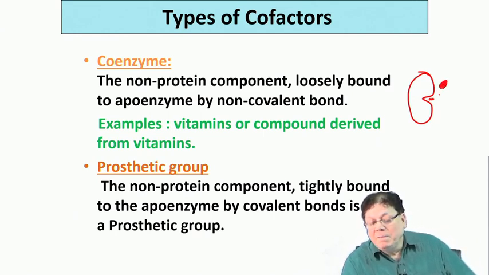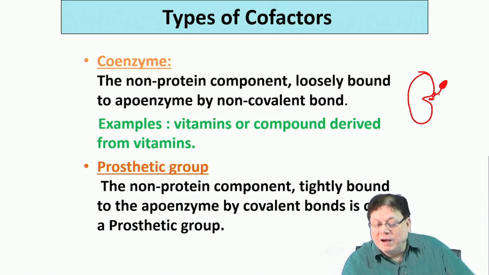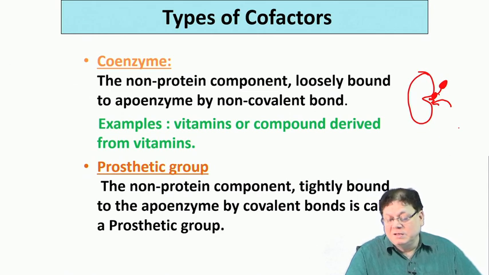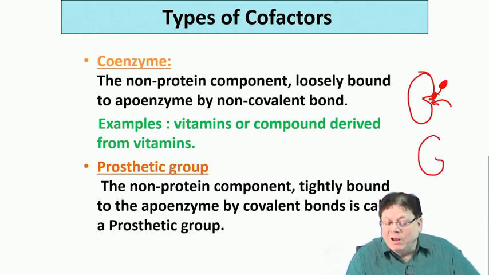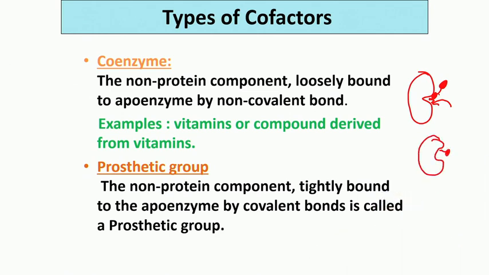Now, there are many cases where the cofactor is actually outside the enzyme, but at the time of reaction it comes and binds to the enzyme, and then the substrate comes and the reaction takes place. In some cases, the cofactor may already be bound to the enzyme through a covalent bond. Okay. The non-protein component tightly bound to the apoenzyme by covalent bonds is called a prosthetic group. So, the cofactor will be called a prosthetic group when it is attached to the enzyme. Tightly bound means attached to the enzyme.